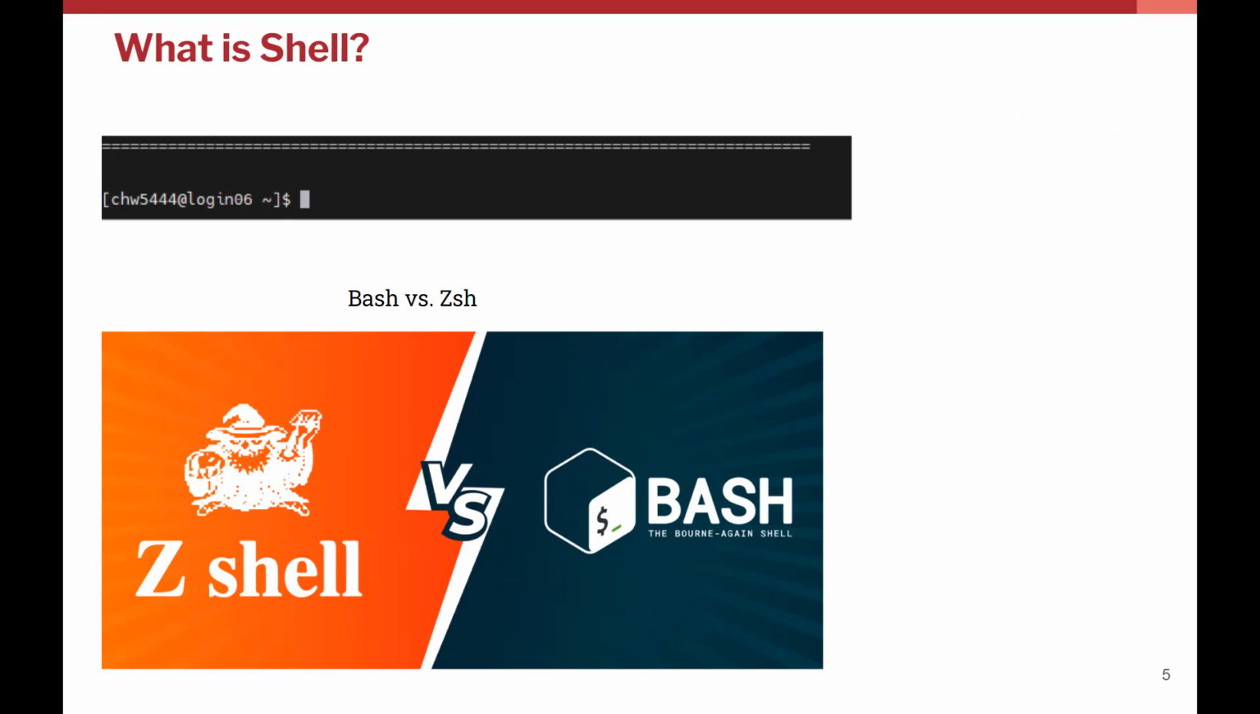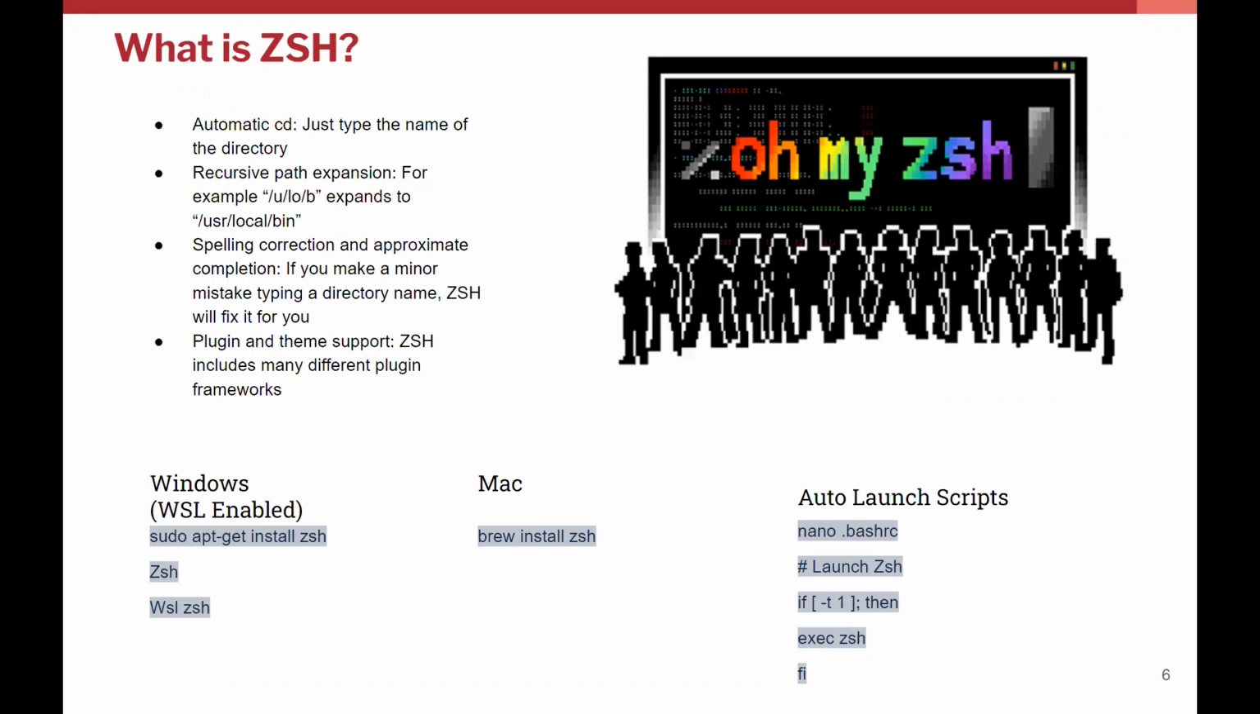Besides bash, there are also other shell programs available for Linux systems. These include ksh, tcsh, and zsh. The main ones used here are bash and zsh, with zsh having some advantages over bash. So what is zsh and how does it perform better than the original bash? There are some very obvious differences in functionalities. First, automatic cd, which means automatic change of directory. You just type the name of the directory instead of having to type cd.